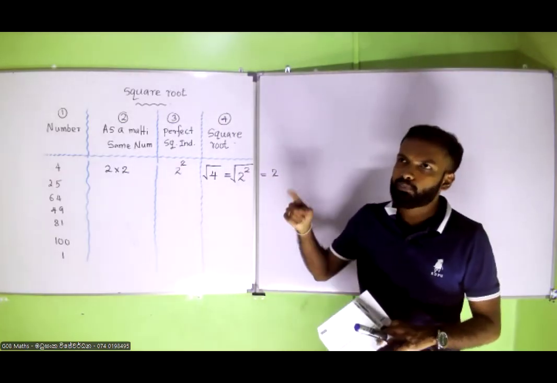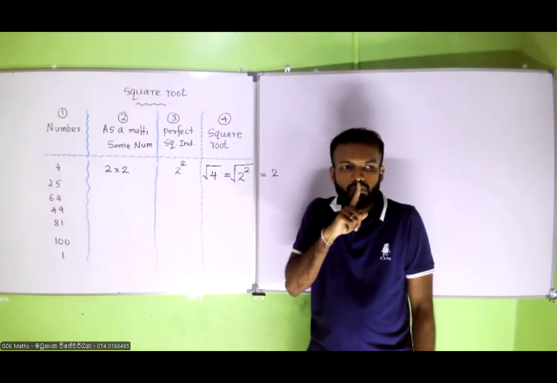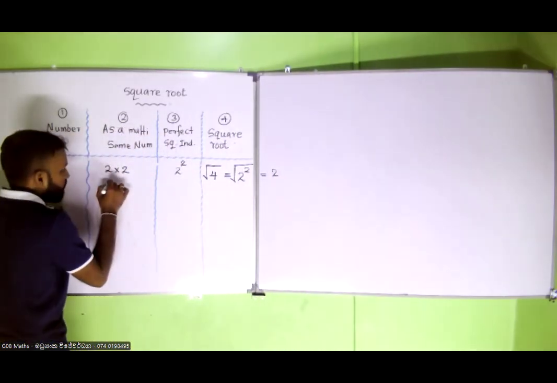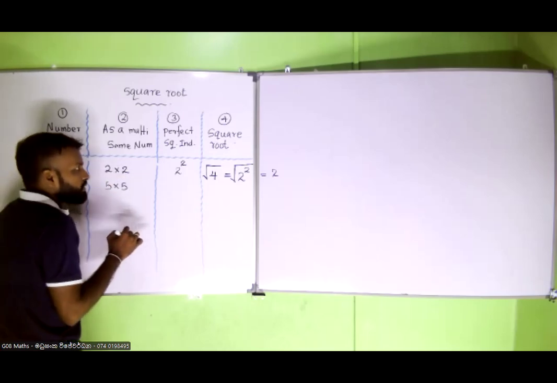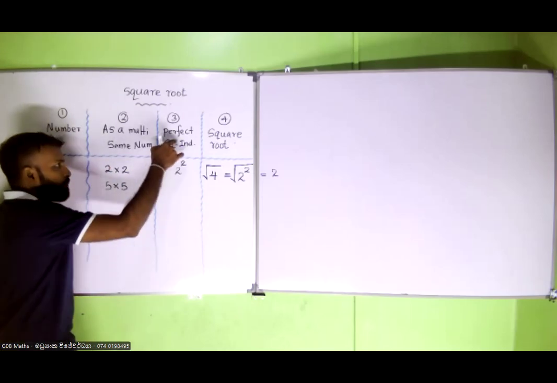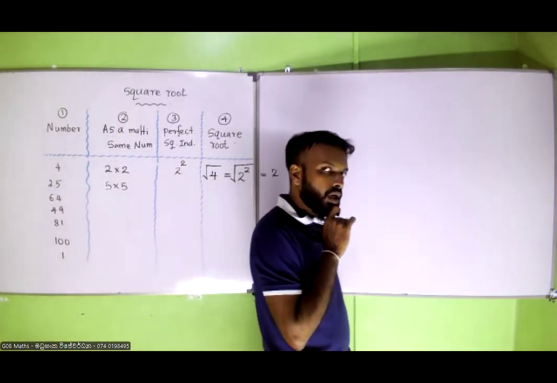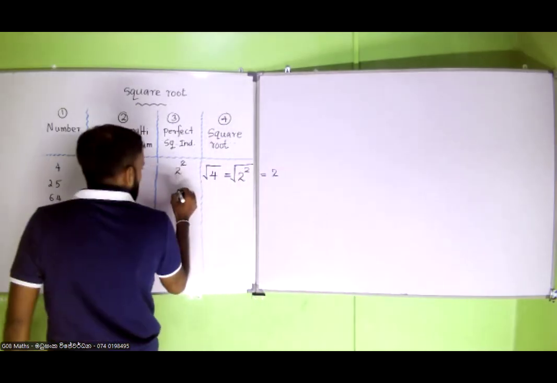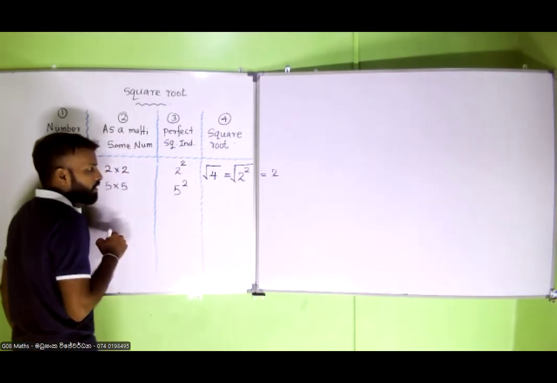25, multiple of the same number. 5 into 5. How are you going to represent 5 into 5 as a perfect square in index form? 5 to the power 2, 5 square. So that means 5 to the power 2, or you can say 5 square.